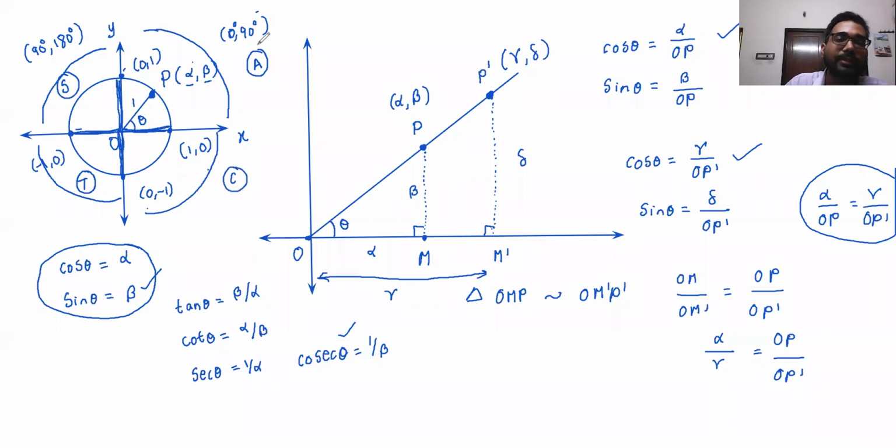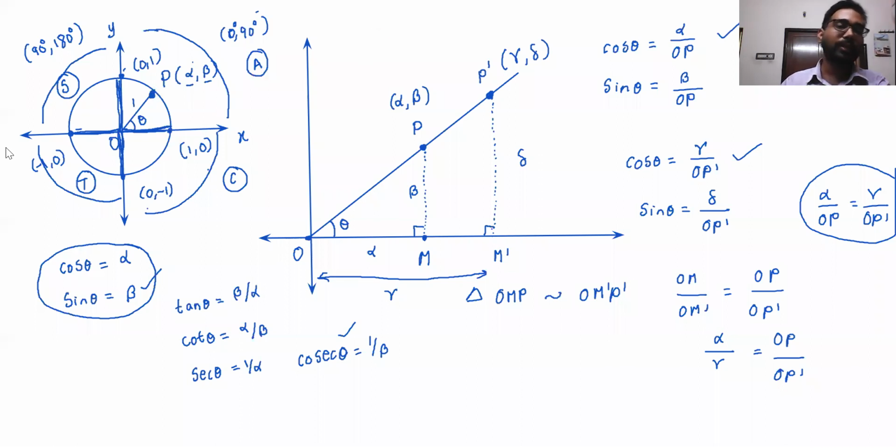So ASTC, all silver teacups. In the first quadrant, all are positive. In the second quadrant, only sine and 1 by sine are positive. In the third quadrant, tan and 1 by tan are positive. In the fourth quadrant, cos and 1 by cos are positive. Remaining all are negative.